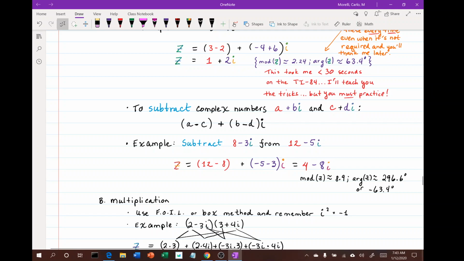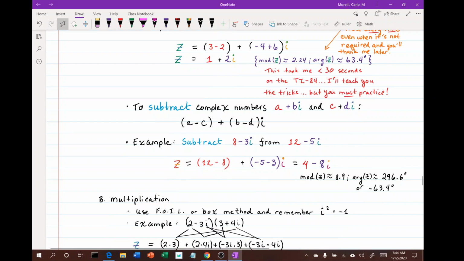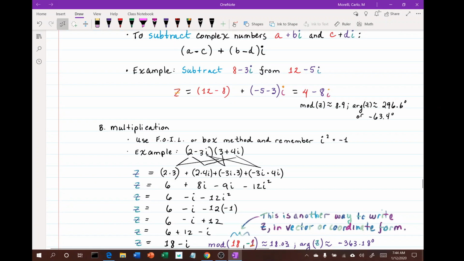So we would group those real components together, 12 minus 8, and then the imaginary components, negative 5 minus 3i. And that works out to 12 minus 8 is 4, negative 5 minus 3 is negative 8i, so 4 minus 8i. And when you do the modulus and the argument of that, those are the numbers you get here. Now we're going to move on to multiplication and division, and then we'll be done.